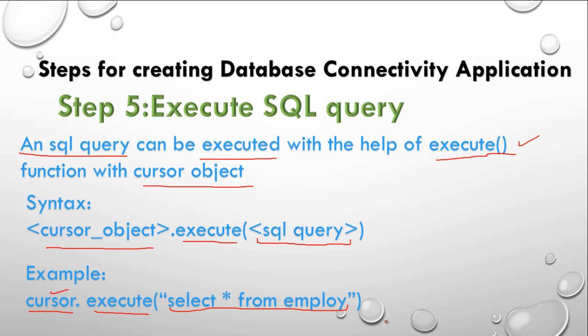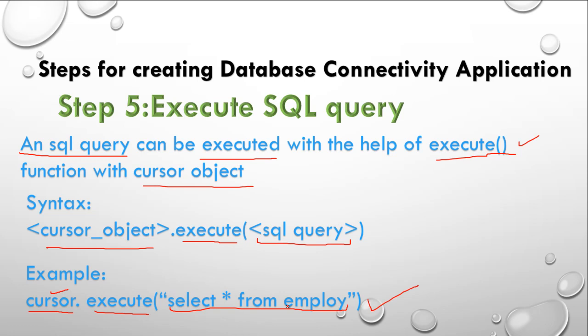Okay, so what happens when this statement executes? This command is issued to MySQL. Then MySQL creates a result set which contains all the records of the table employee, and once the result set is ready, this result set gets stored in the cursor object with the help of this statement.